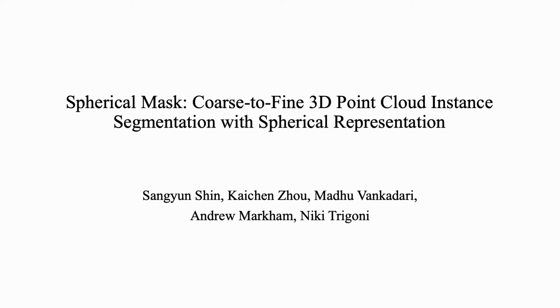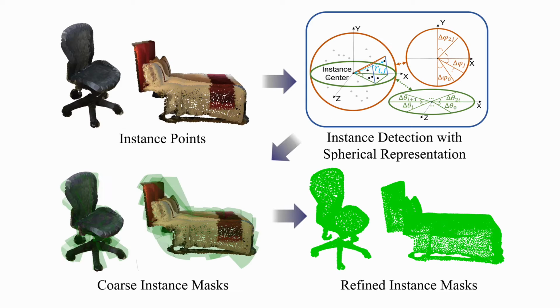Hi, I'm Sangyun. In this video, I'll introduce our latest work in CVPR 2024, Spherical Mask for Point Cloud Instance Segmentation. Spherical Mask essentially overcomes two limitations of the coarse-to-fine-based segmentation. First, excessive box size estimation from axis-aligned bounding boxes, and second, error accumulation from the coarse detection to the refinement stage.